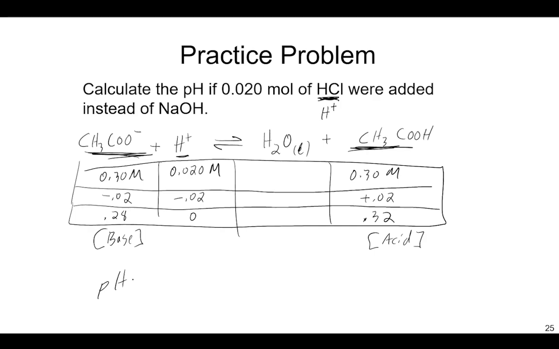So I'm still going to worry about pH being pKa plus log of base over acid, using these new values of 0.28 now in the numerator and 0.32 now in the denominator. My pKa is still negative log of 1.8 times 10 to the negative 5. Plugging all that in, I should get 4.68.